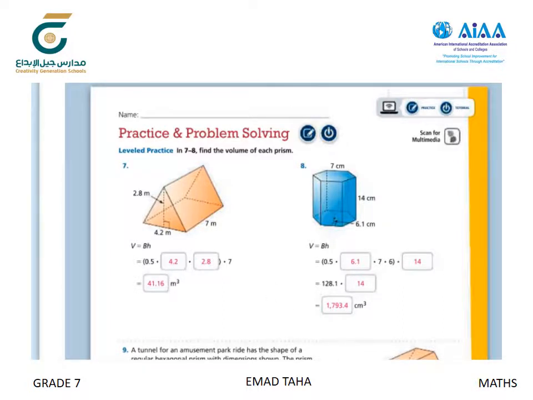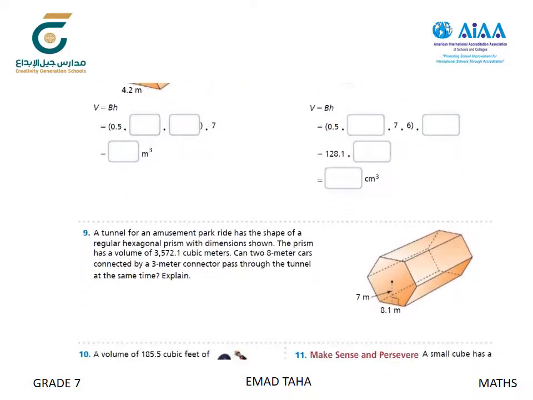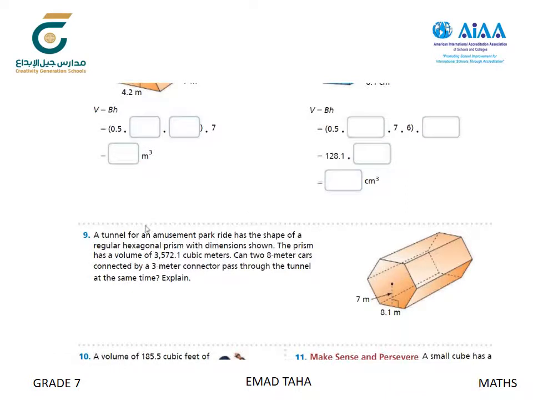Okay, now the last question. A tunnel for an amusement park ride has the shape of a regular hexagon prism with dimensions shown. The prism has a volume of 3,572.1 cubic meters. Can two 8-meter cars connected by a 3-meter connector pass through the tunnel at the same time?